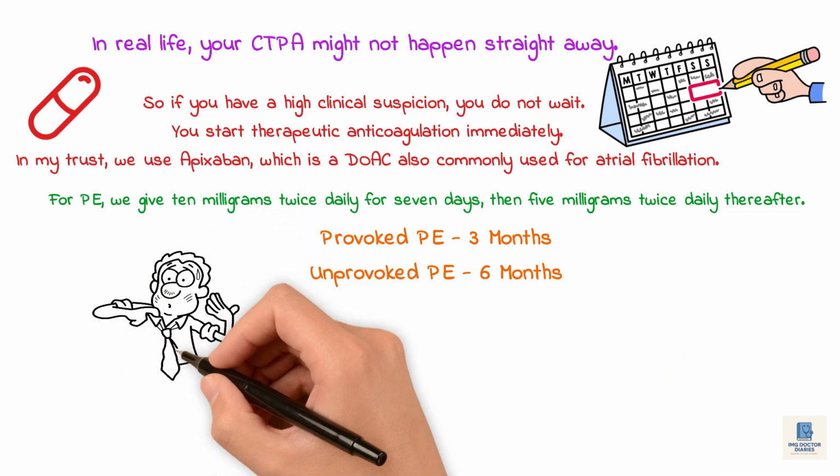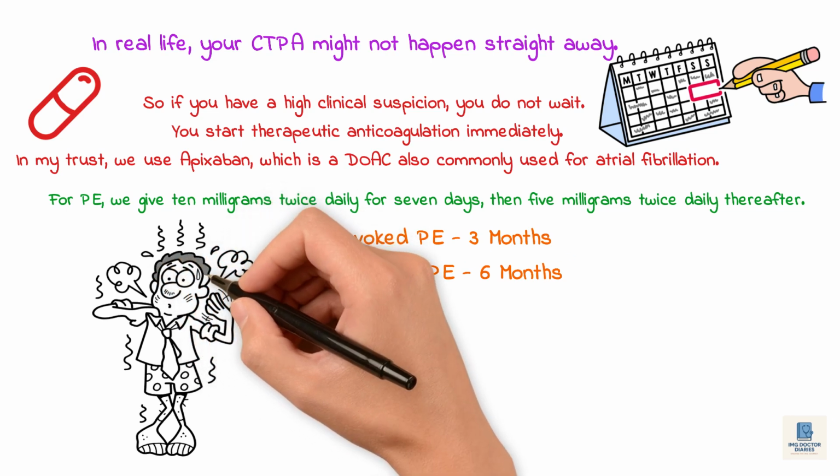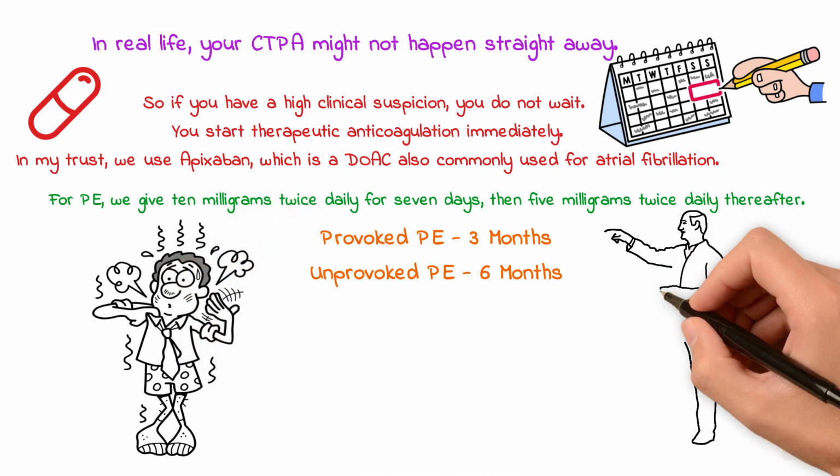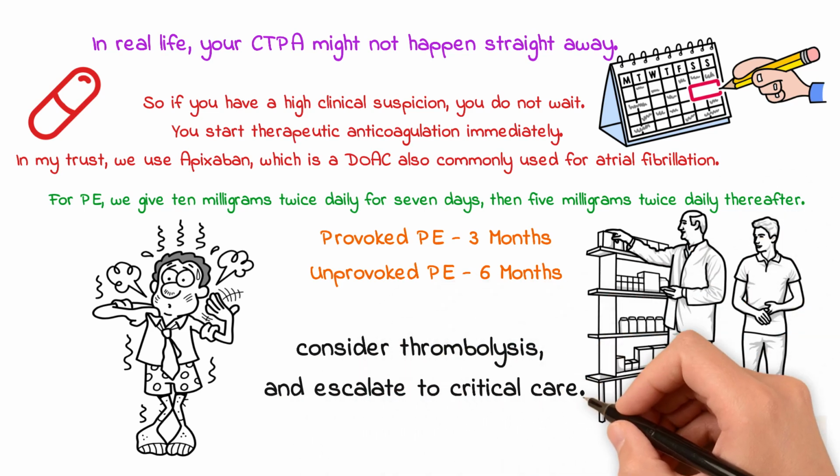And finally, if your patient is unstable, meaning they are hypotensive, have syncope, or are in shock, think massive PE. This is when you call for senior help immediately, consider thrombolysis, and escalate to critical care.